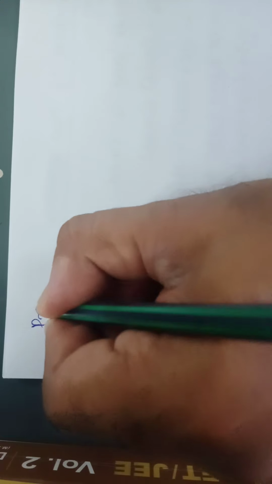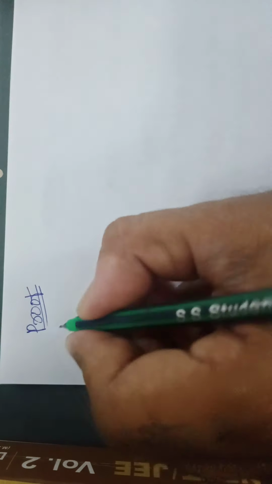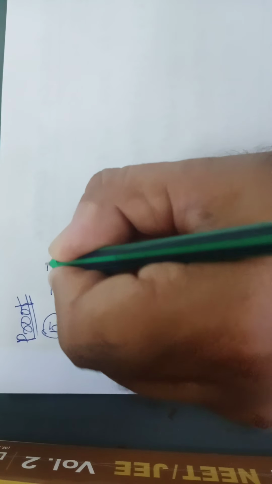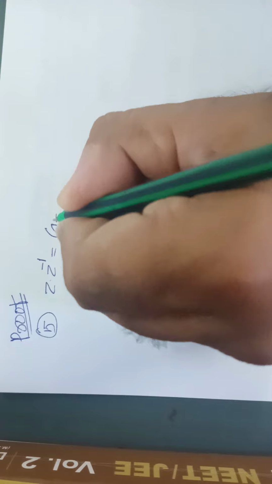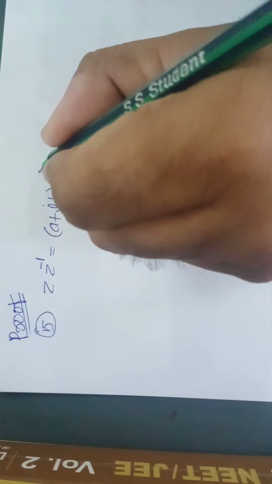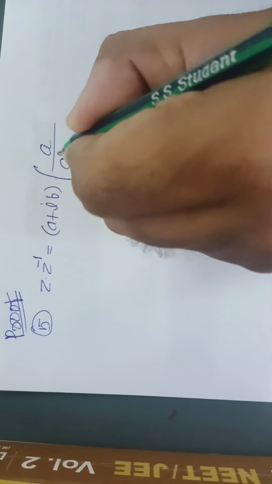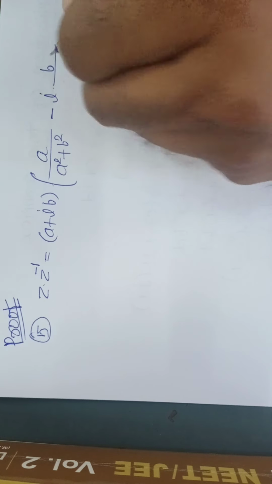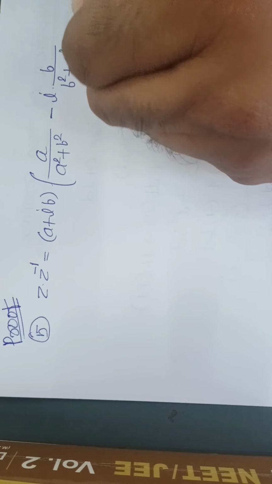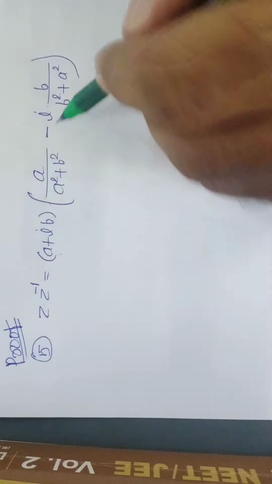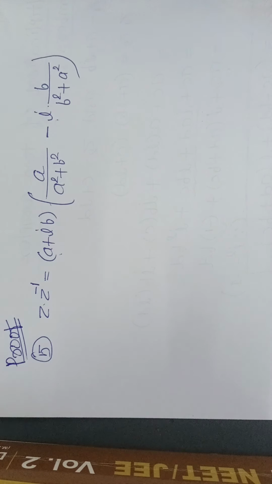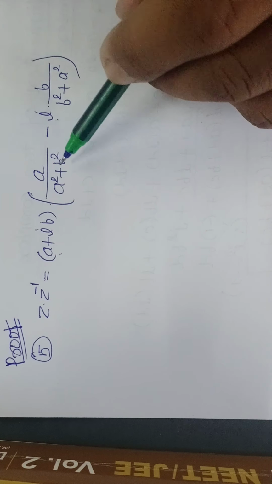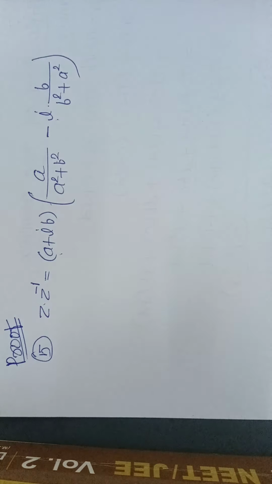Here I will just give the proof of this fifth result. So let me multiply z into z inverse. Z is a plus ib, and z inverse is a upon a square plus b square, minus i into b upon a square plus b square. Now on multiplying these two, 1 into 1 plus i0 should come. It means identity; if proved, then we accept that this value is the inverse of this value.